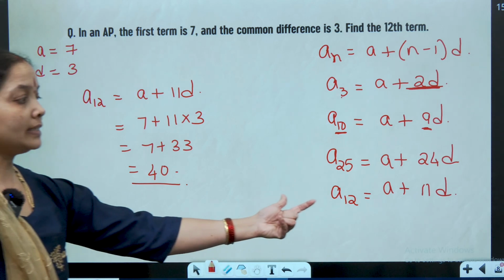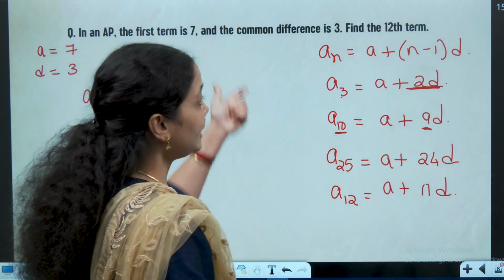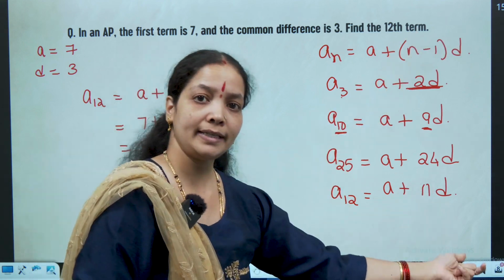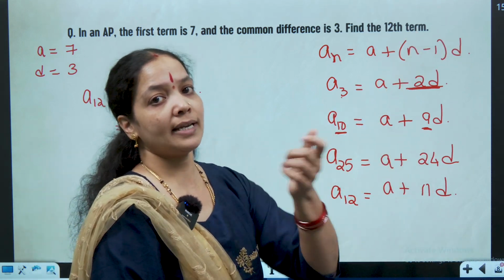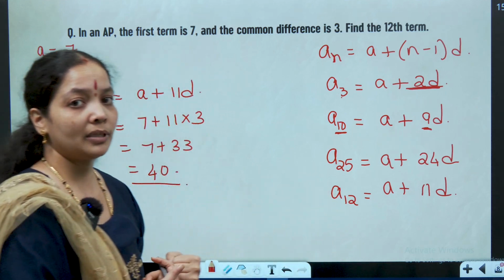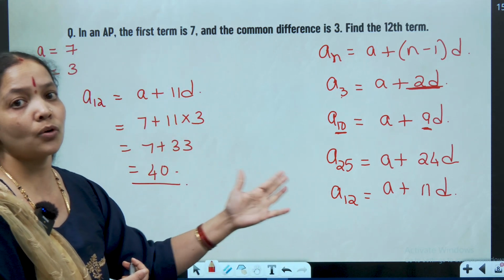So if you understand this concept, you will easily land up without even using the formula. A100 will be A plus 99D, A1000 will be A plus 999D. So one lesser than the given terminology will give you the formula. So basically understand this and go ahead.